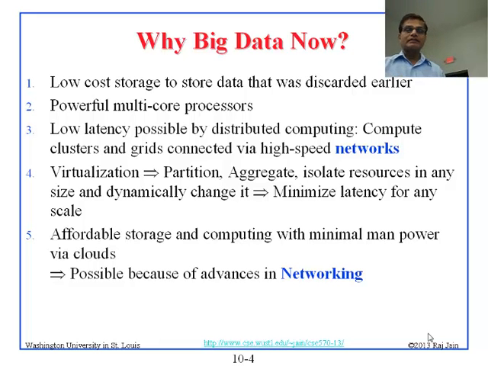Powerful multi-core processors. Computing is cheap. Low latency possible by distributed computing. So compute clusters and grids connected to high-speed networks. Now we don't just need one computer. We can use hundreds of computers together at the same time.